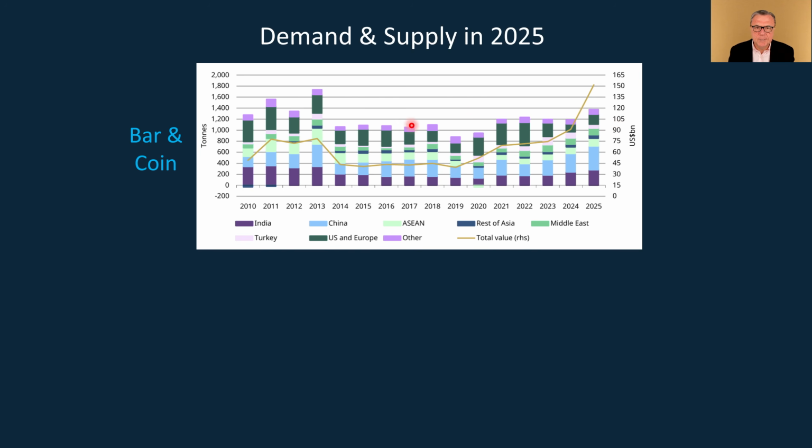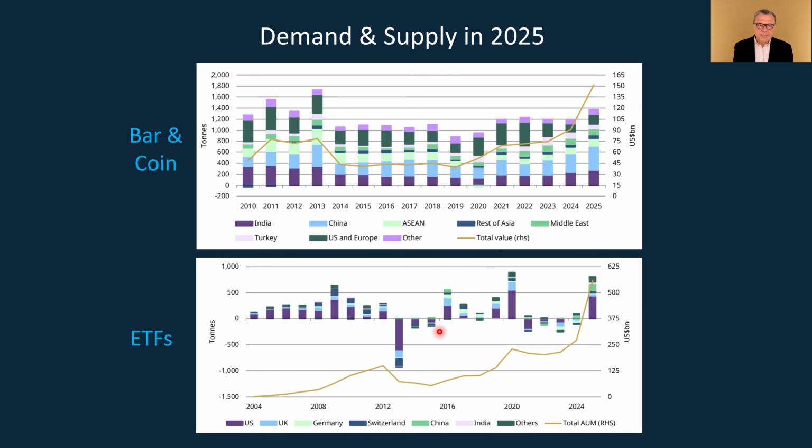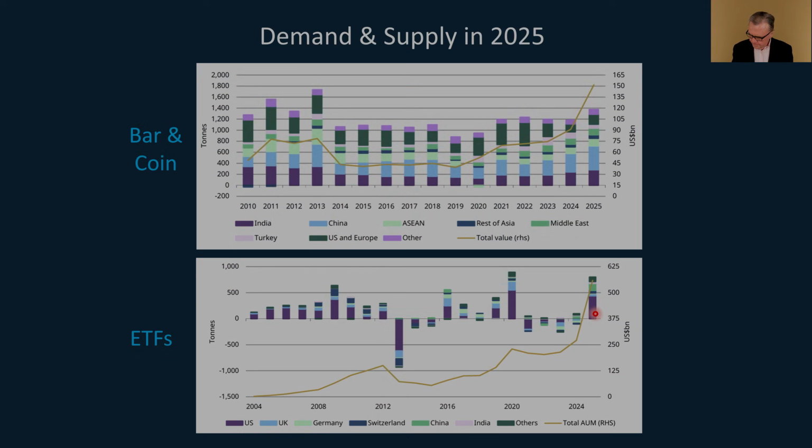This is total investment demand, India, China, the Middle East, etc. When we come down here to ETFs, we can see that this is much less stable, that there's been a big surge in ETFs, and this is mostly in the US, the UK, and in Europe. A big surge in the demand for investment gold through ETFs. Now, investors need to be aware of the volatility of that demand.